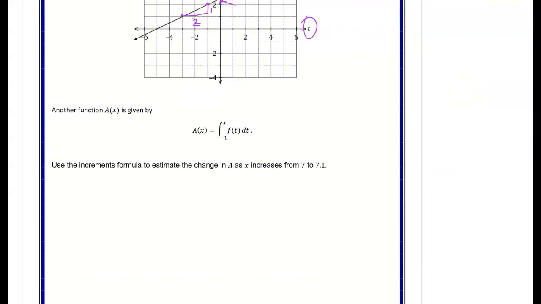So use the increments formula. Do we actually need A? What we need is the increments formula. dA dx is approximately delta A over delta x. So we want to know the change in A. So delta A is approximately dA dx times delta x.